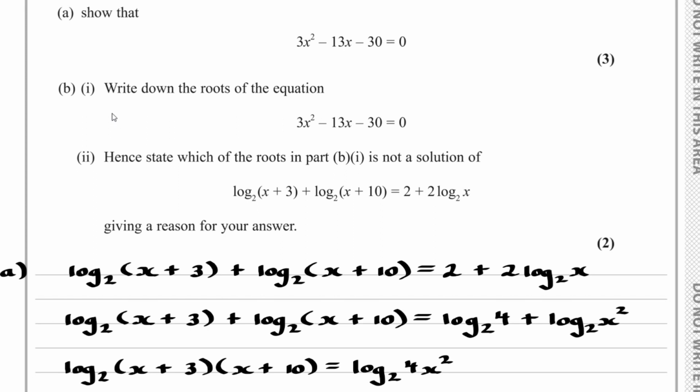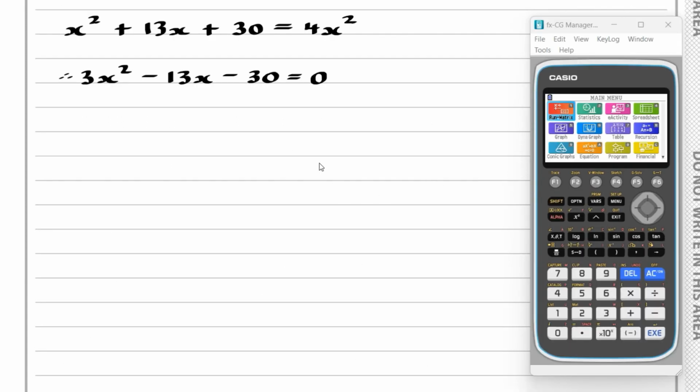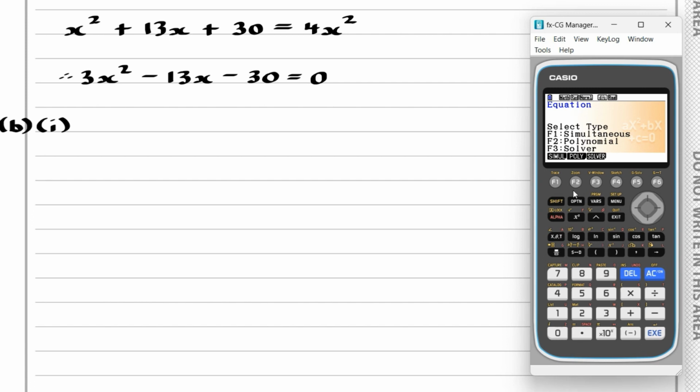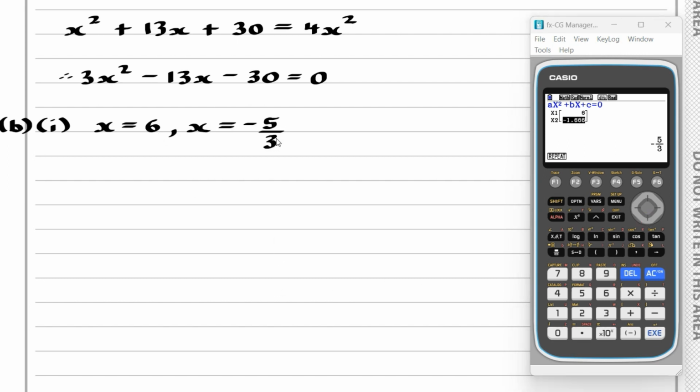For the first part of part B, we have to write down the roots of the equation 3x squared subtract 13x subtract 30 equals 0. We are required to solve this equation. So if we go to the equation sub-menu, we have a polynomial of degree 2. We have 3x squared subtract 13x subtract 30 equals 0, in which case you will find one of our solutions is x equals 6, the other solution is x equals negative 5 over 3.